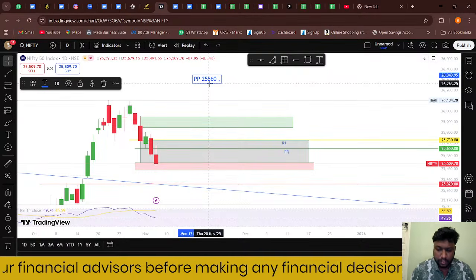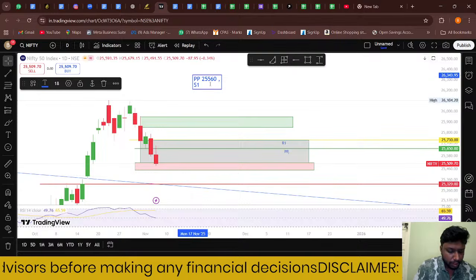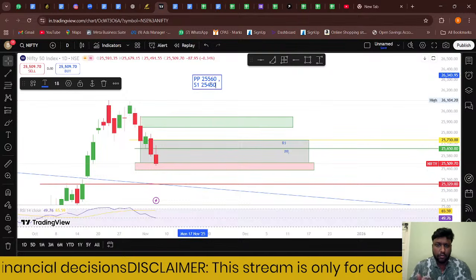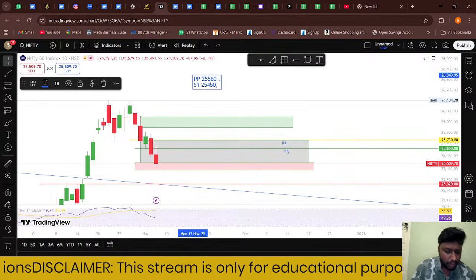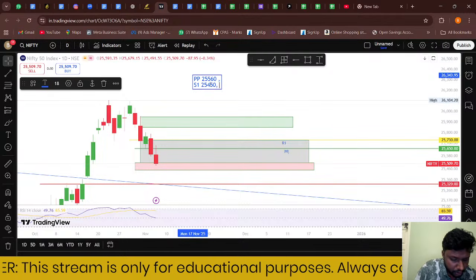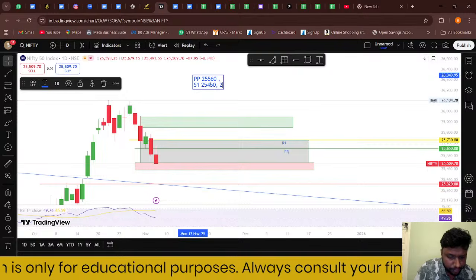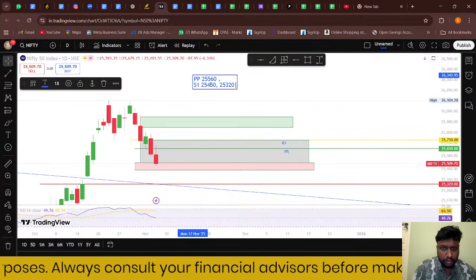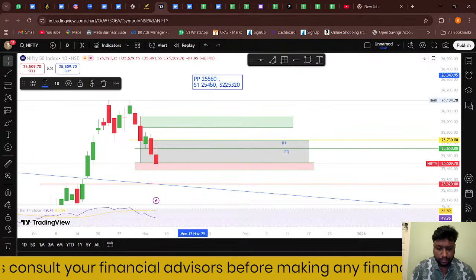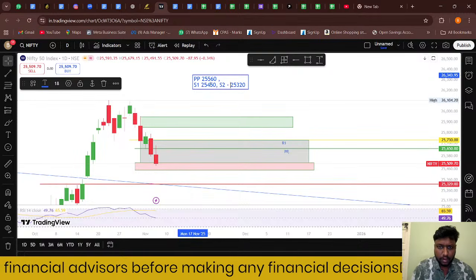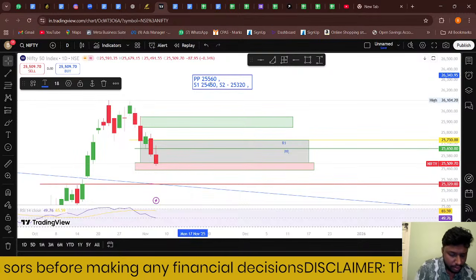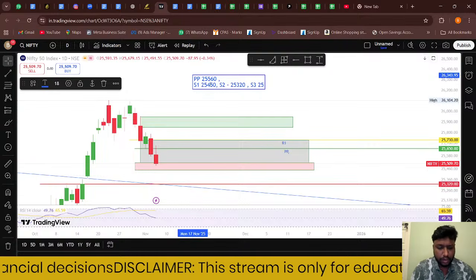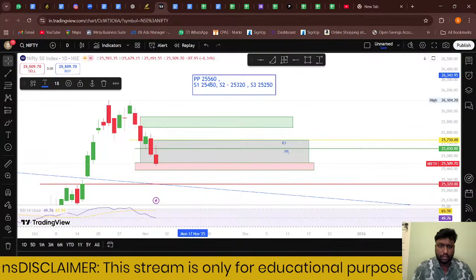With respect to this, we will plot the supports. Support 1 is at 25,450, 100 points below. It is exactly 441, but we rounded it off to 450. Support 2 is at 25,320, and S3 will be at 25,250. So three supports we have plotted.